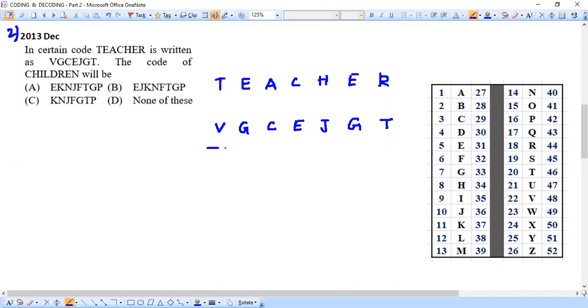And what is asked for us to find? We are asked to find, yes, children. Then how will the word children, C-H-I-L-D-R-E-N, be coded? This is what we are asked to find. Yes, again, as usual, we start from what is given. Teacher is coded as V, G, C, E, J, G, T. This is how it is coded.